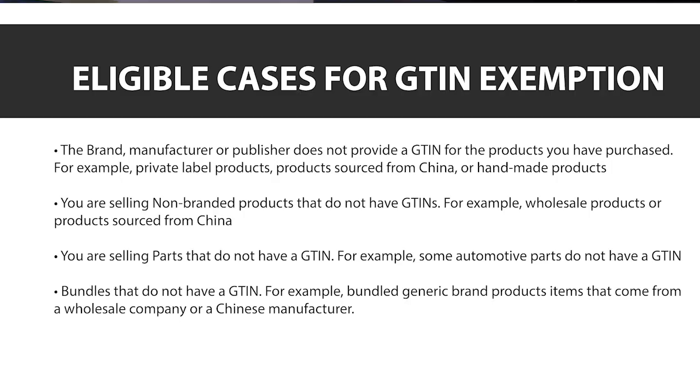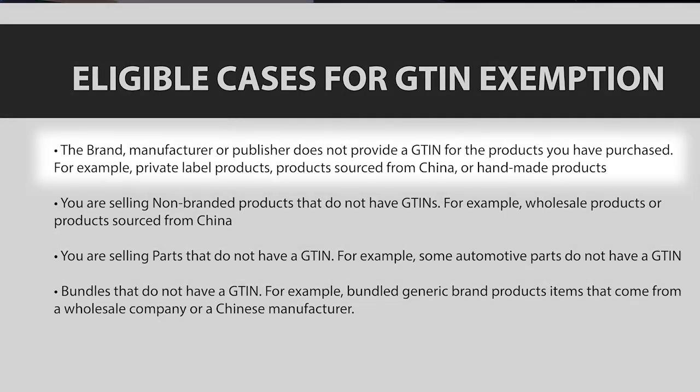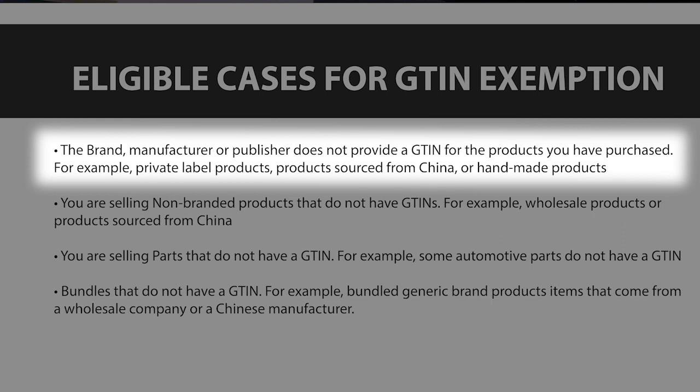So now, in order to apply for a GTIN exemption, go to your Amazon seller account and search for GTIN exemption. Click on the Request Approval link and be prepared to supply the following 3 things. First, you're going to need a cover letter stating the reasons why you are applying for the GTIN exemption. Here's a list of the eligible cases for GTIN exemption. Number 1, the brand manufacturer or publisher doesn't provide a GTIN for the products you have purchased. For example, private label products, products sourced from China, or handmade products.